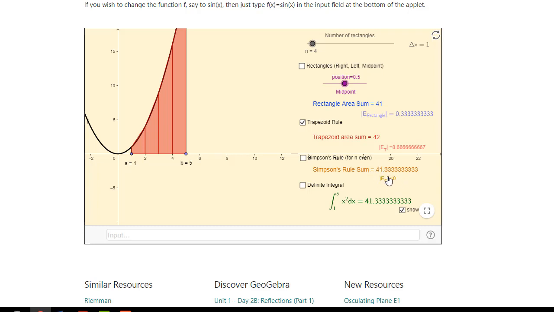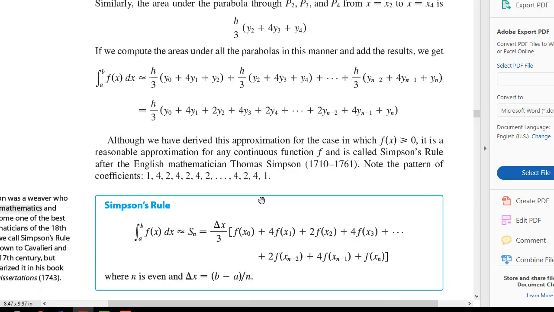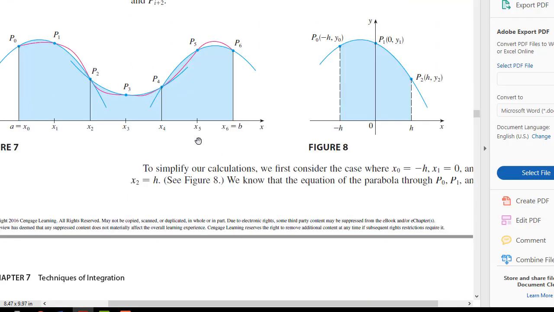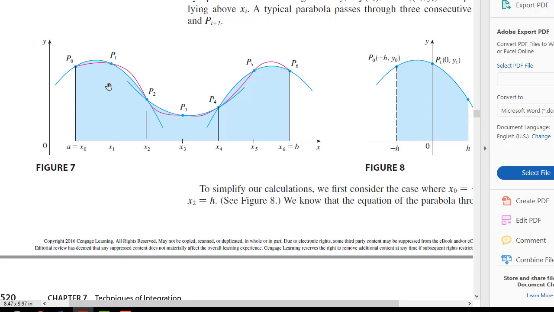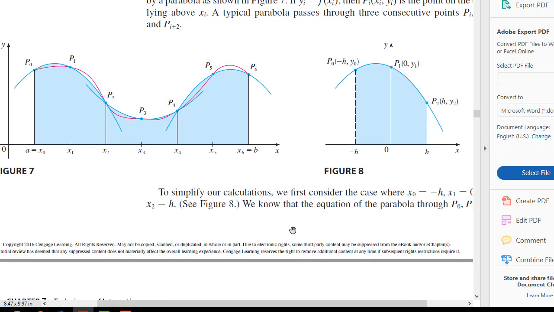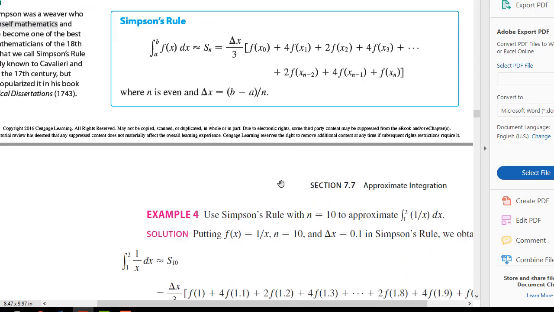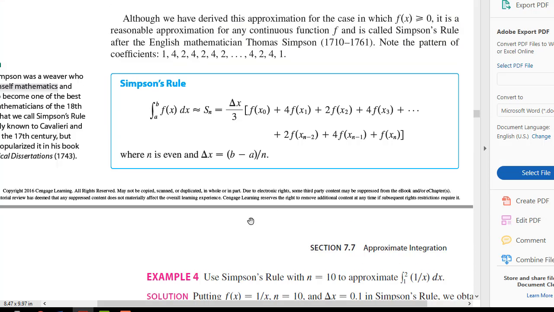And again, it's because visually we're fitting a parabola. Let me come back here. We're fitting a curvy parabola to a curvy function. So theoretically, that should be more accurate. And we're going to see that that's the case. Simpson's rule is going to always be more accurate.